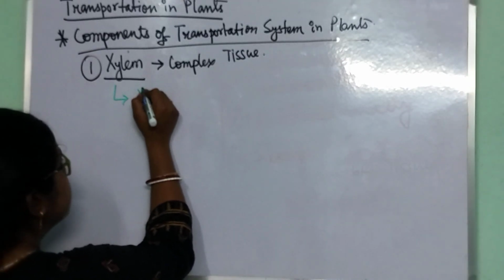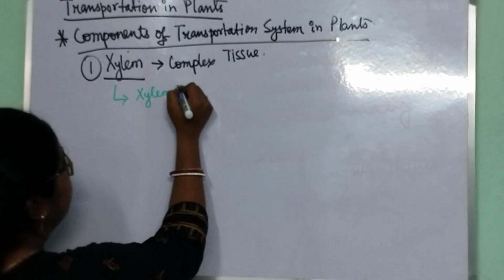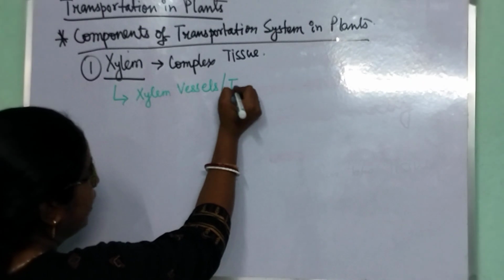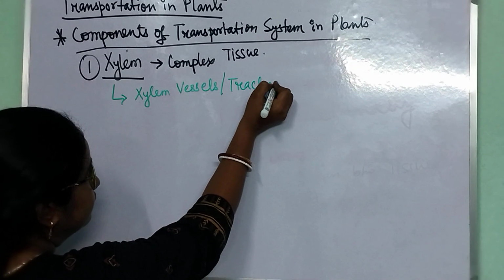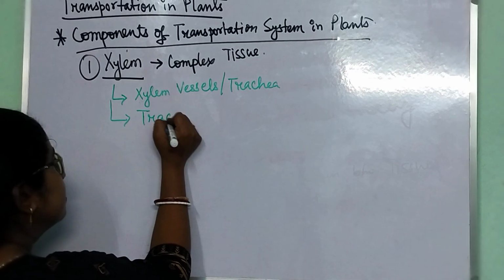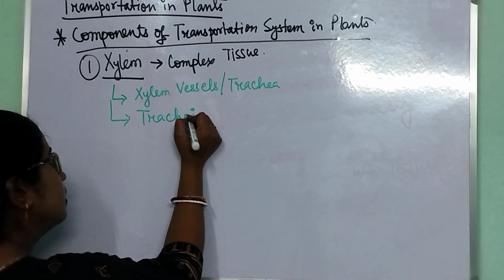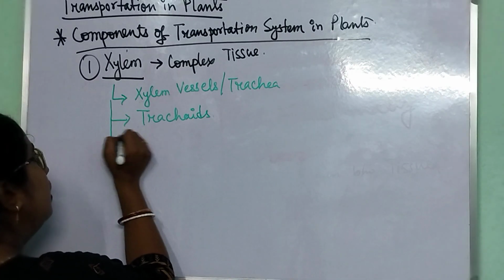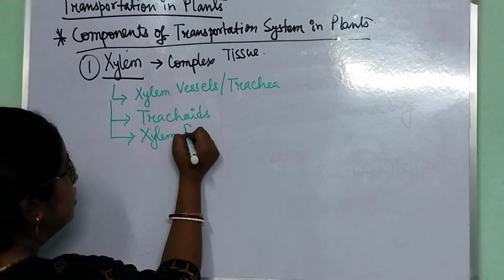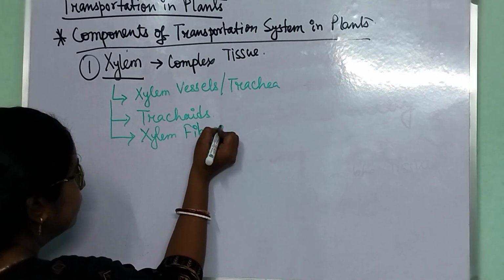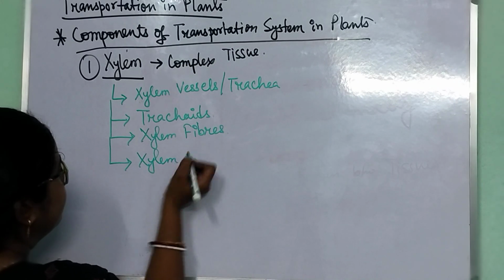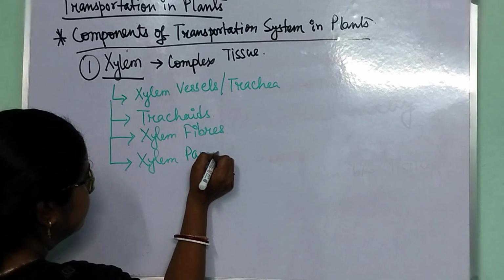The first one is known as xylem vessels, or the trachea. The second component is tracheids. The third component is xylem fibers. And the last component is xylem parenchyma.